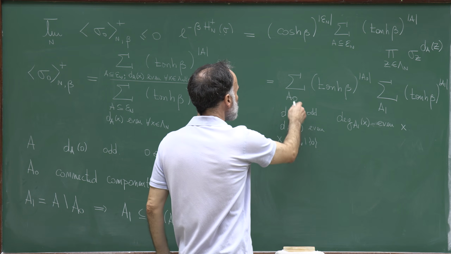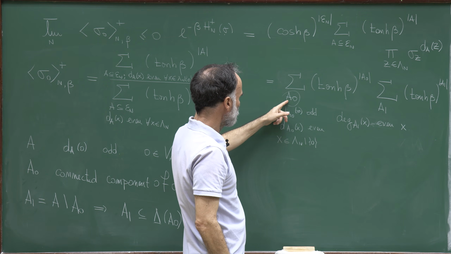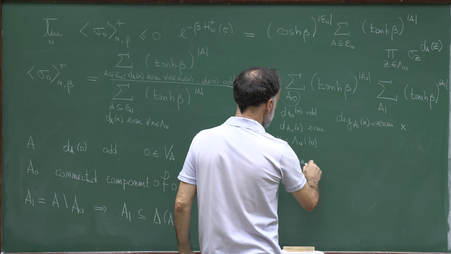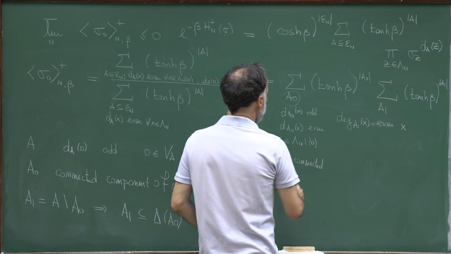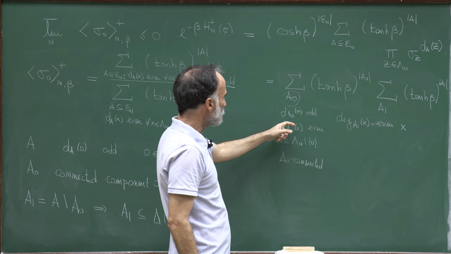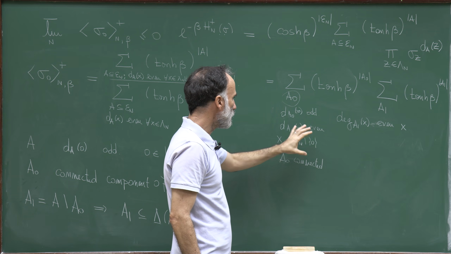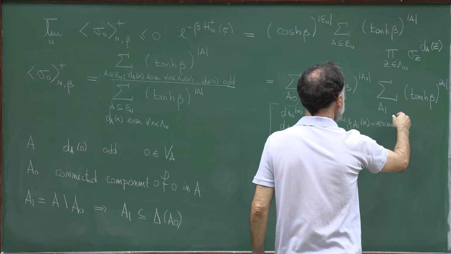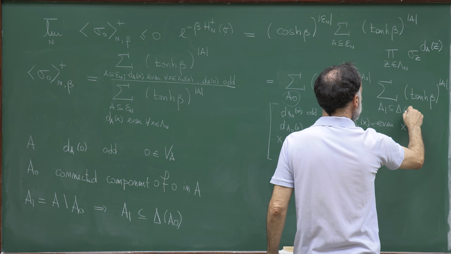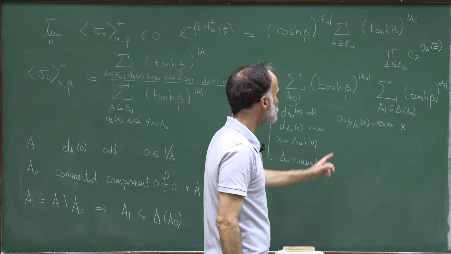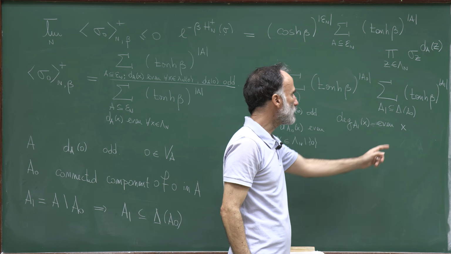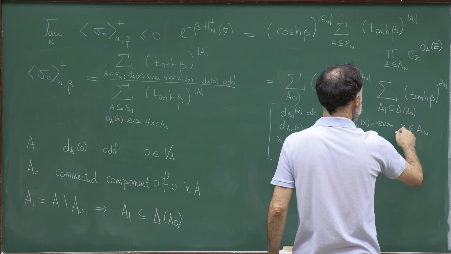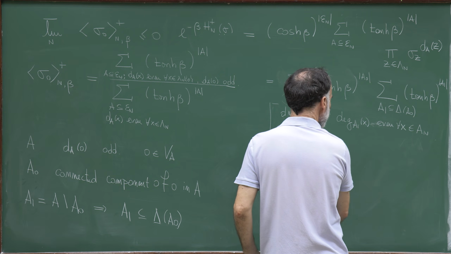So here in this sum, I'm summing over all subsets A0 which are connected, such that the degree of 0 in A0 is odd, and all the other degrees are even. So this is the first sum. And in the second sum, I'm summing over all A1 which are contained in delta of A0, and such that the degree of x in A1 is even for all x in lambda n.